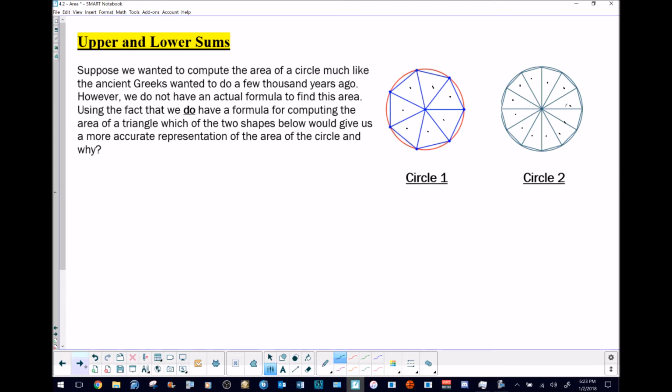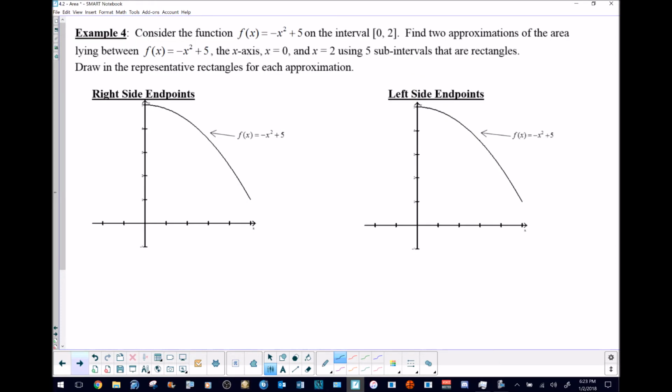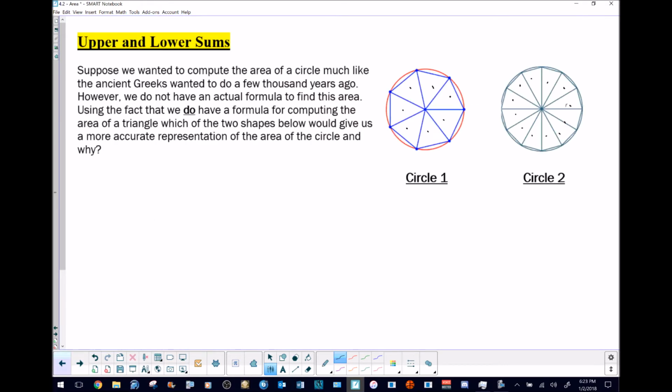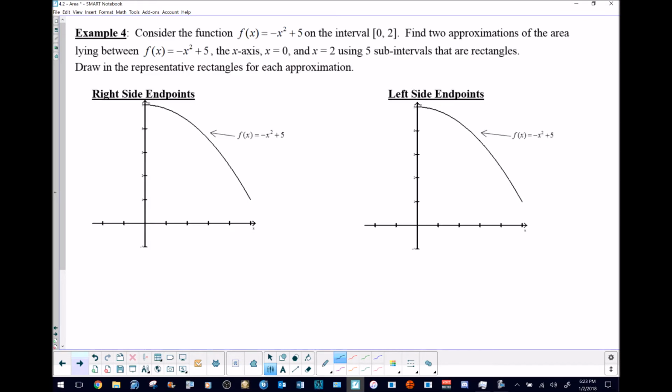And we're going to first explore an example here that's concerned with finding a left endpoint and a right endpoint sum, which if I go back just a slide here, we use the topic upper and lower sums. And while I'm not going to worry a whole lot about that particular vernacular with this video, in a later video we'll go into more detail about that, but I still want to point out which of these particular approaches would provide for an upper sum and which would provide for a lower sum.